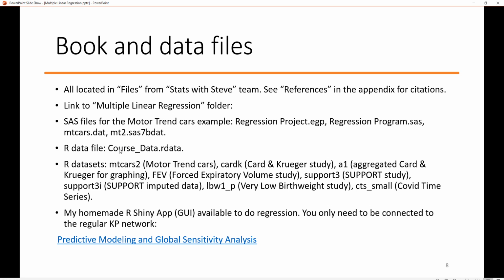And I have our data files. It's course_data that has all the data that I'm using in this, and those R data sets are listed here. And I have a link to my homemade RShiny app, which is a GUI, and this will allow you to do regressions. You only need to be connected to the regular KP network. So when you log in the morning and you type in your code, that same thing that gets you onto your team server, as long as you're on that, you can use this link to get into that GUI.